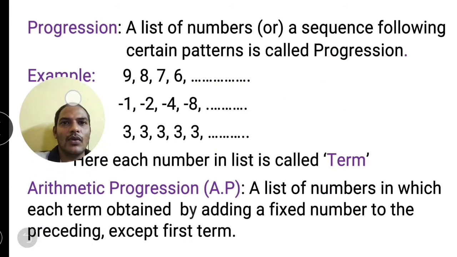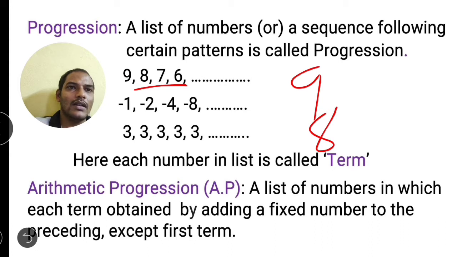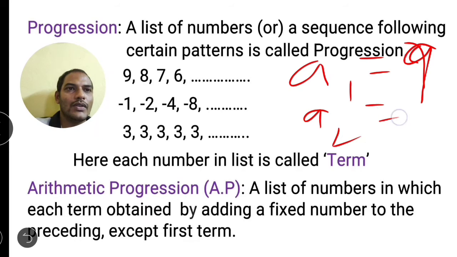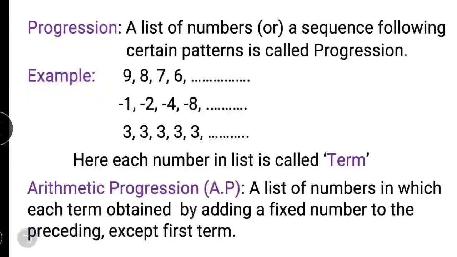And one more important point is here: each number in the list is called a term. See, in the first list 9 is the first number, it is called a term. 8 is also a number, it is called a term. The first term is denoted with A1, so here A1 is 9. Next, the second term is denoted with A2, so here A2 is 8. Third term is denoted with A3, so here the third term is 7. So the terms are denoted with A1, A2, A3, A4, dash, An.